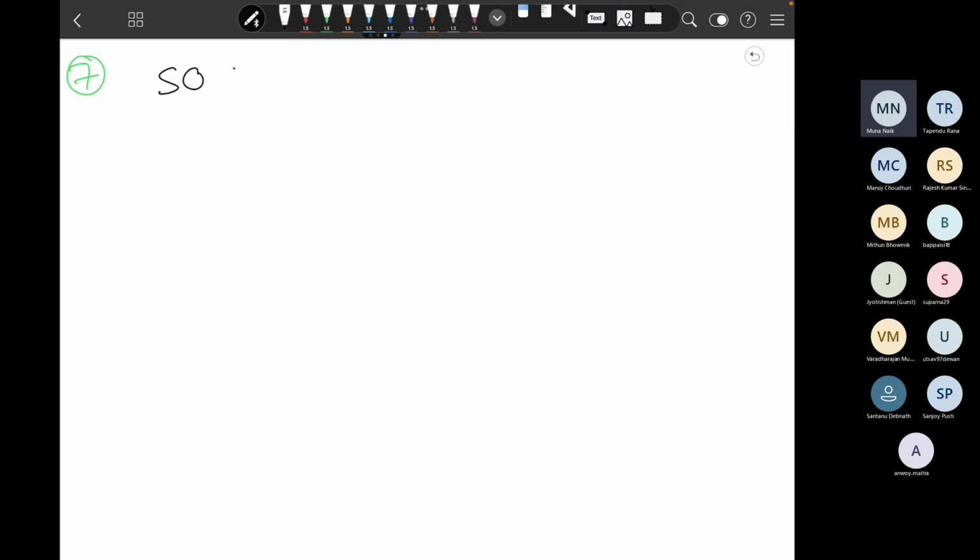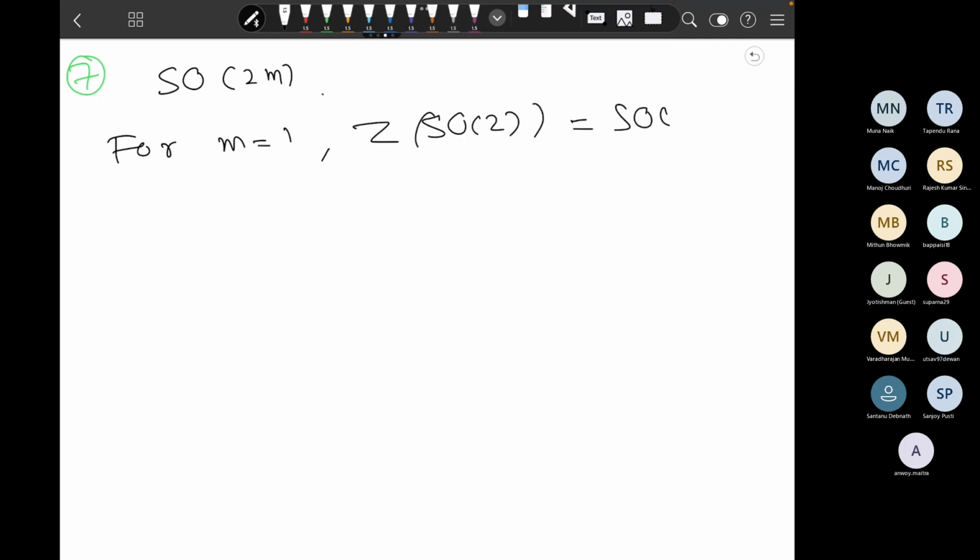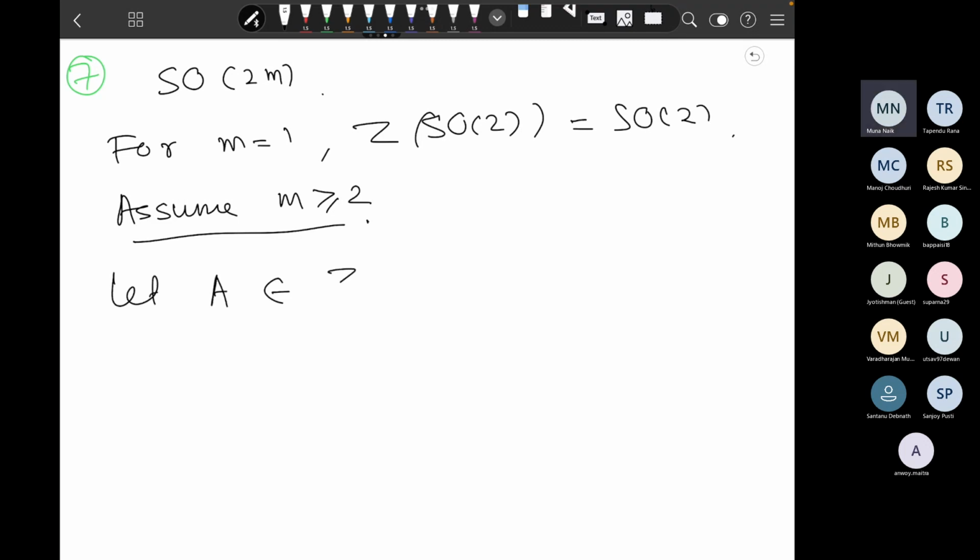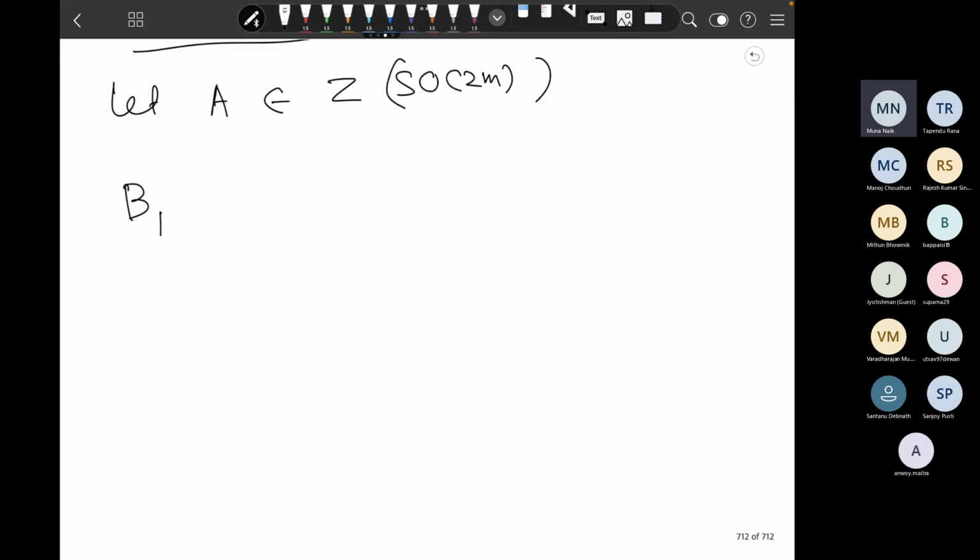So let us see SO(2m). For m equal to 1, Z of SO(2) is equal to SO(2). You know, this is for m. So assume that m is greater than or equal to 2. Now let A belong to Z of SO(2m). The first element which we were choosing was a diagonal matrix with entries lambda 1, lambda 2, lambda m, lambda 2m, and these lambdas are different.